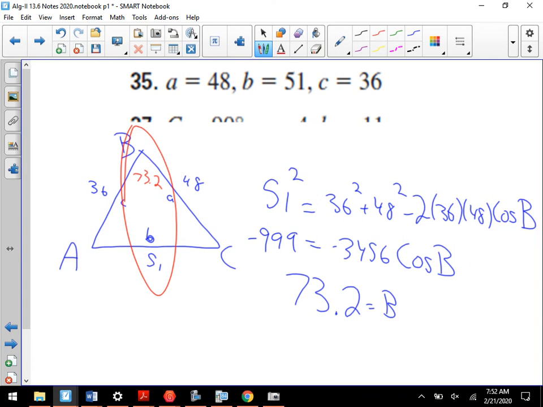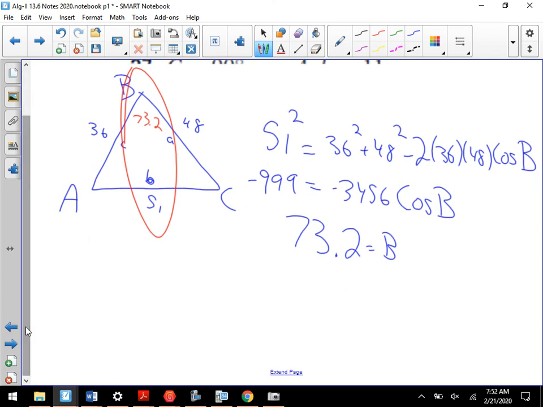73.2. Use that to solve for the other two angles using the law of sines. So sine 73.2 over 51 equals sine A over 48. All you have to do is multiply by the 48. So I get 48 sine 73.2, enter, divided by 51, enter, second sine of my answer, 64.29.